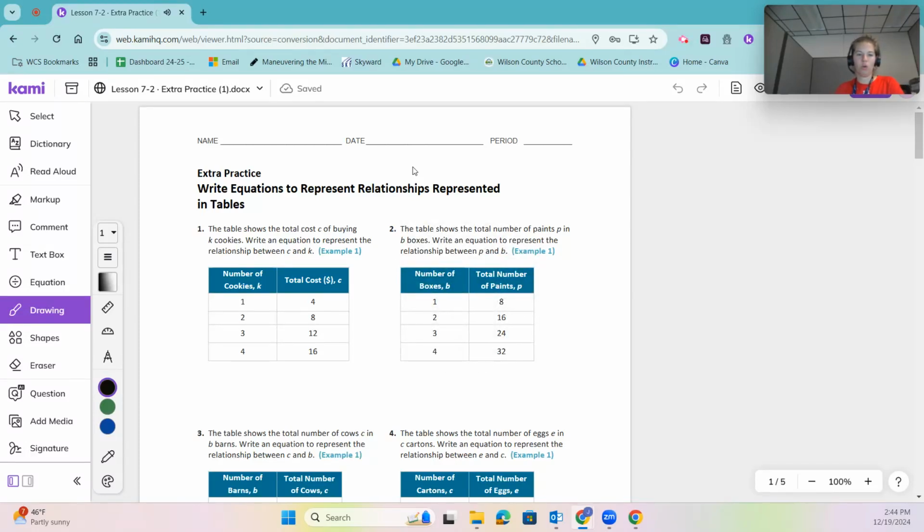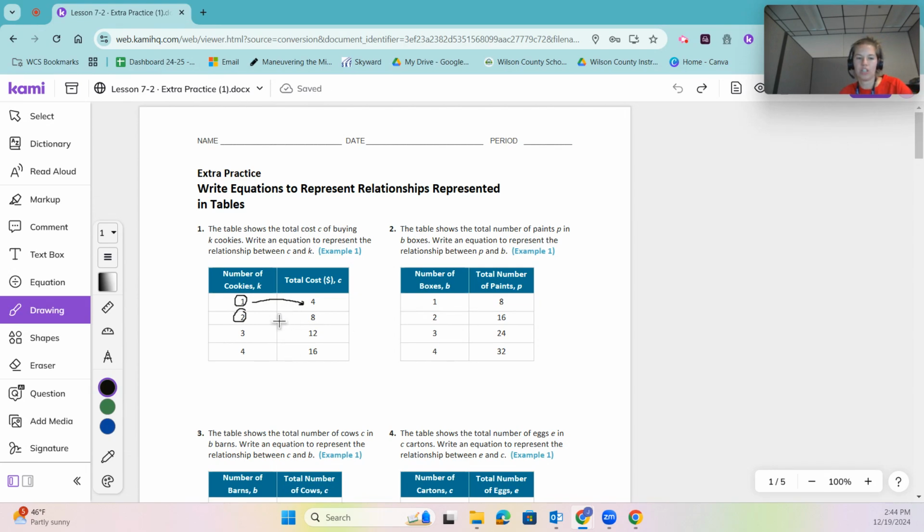Today we are writing equations to represent relationships represented in tables. Okay, so we are coming up with the equation that matches this table. It says the table shows the total cost of buying K number of cookies. Write an equation to represent the relationship between C and K. So what is happening to K in order to get C?